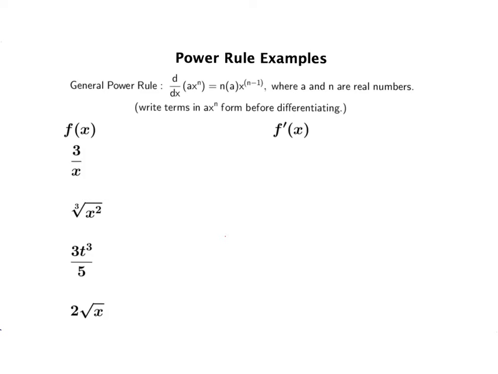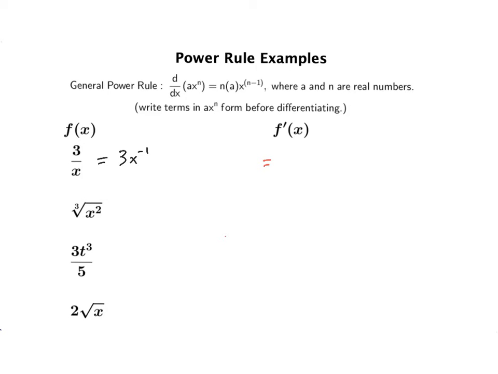Here are some examples of the power rule. Before we jump in, I do want to emphasize the idea of writing our terms in this form, a coefficient times x to some power. And that power might be negative, but write it in that form before beginning your differentiation. So, for example, this first one, the derivative of 3 over x. Well, I'm going to write that first as 3x to the negative 1. Now that allows me to easily find the derivative using the power rule.